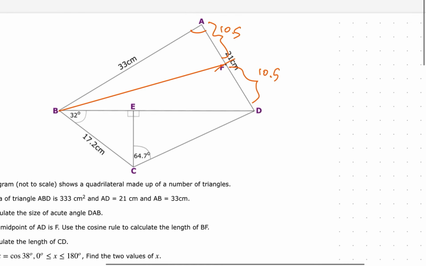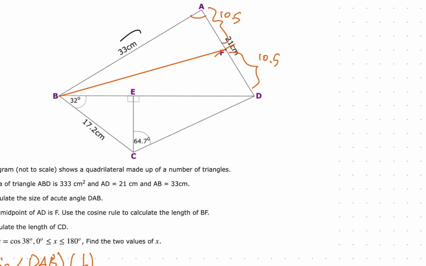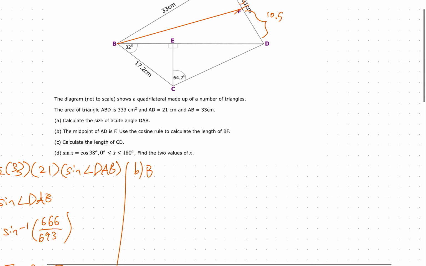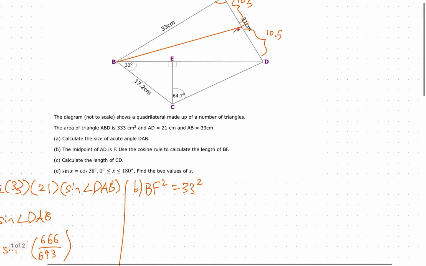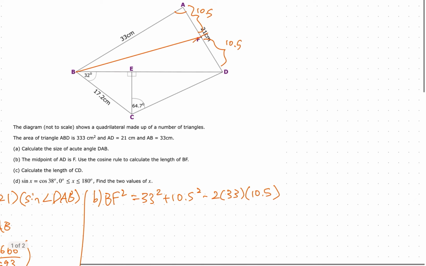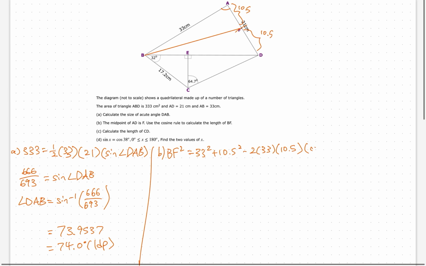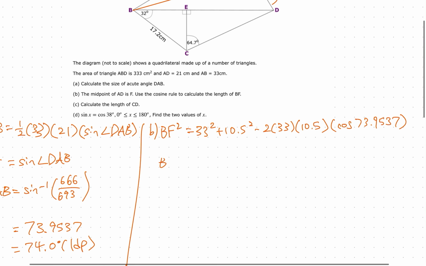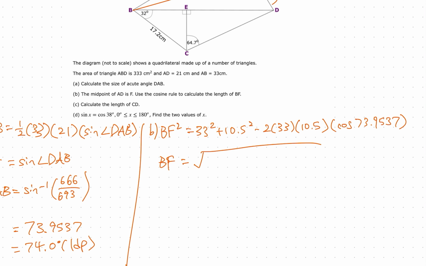For the cosine rule, we have to utilize this length here and this angle here to find this length. What we're trying to find is BF, so BF squared equals 33 squared plus 10.5 squared minus 2 times 33 times 10.5, times the cosine of angle DAB, which is 73.9537. BF is just the square root of all of that.